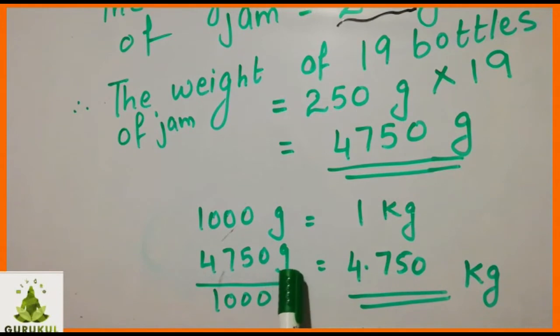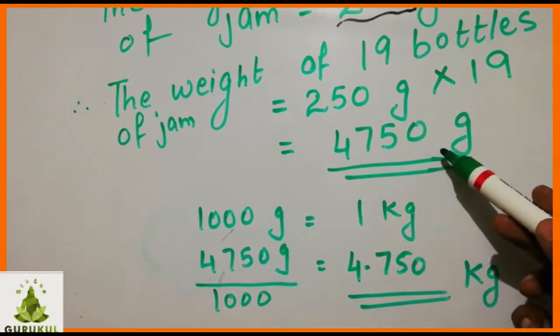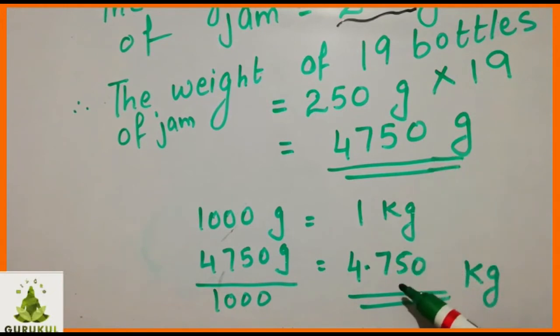So I can write grams to kilograms. Here 3 zeros are there. From here, 1, 2, 3 digits I leave and put the point here. So this much kilograms. So you can write the final statement: 19 bottles weight is 4.750 kilograms, or you can write this way also. Both the answers are correct. 4750 grams you can write, or this also you can write. Is that clear to you?